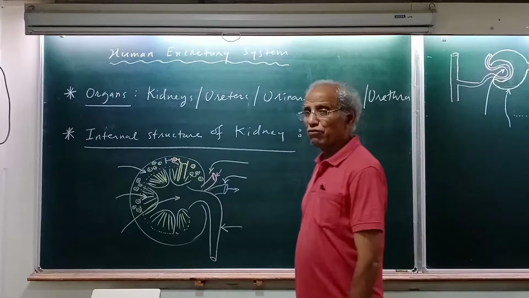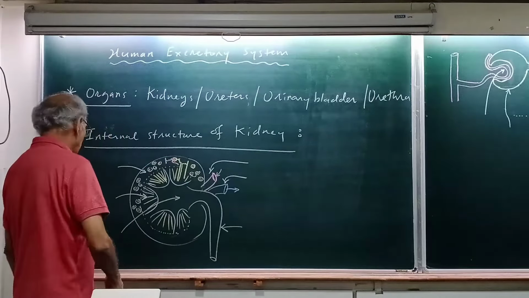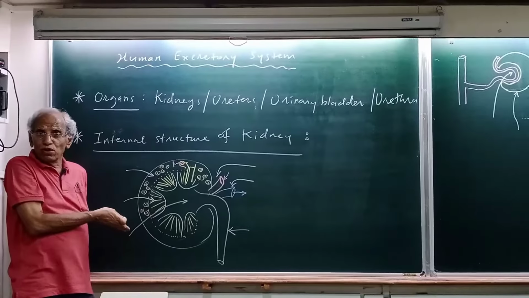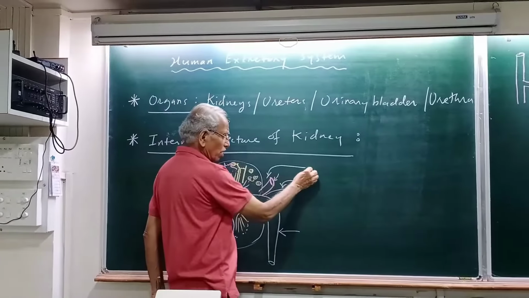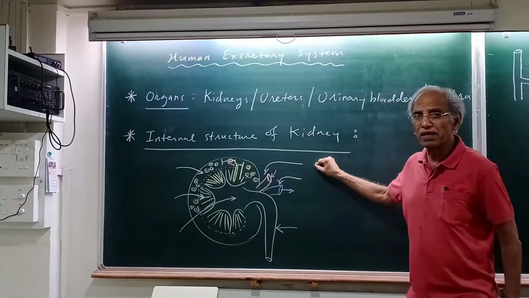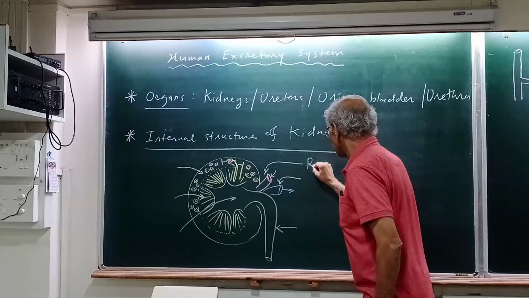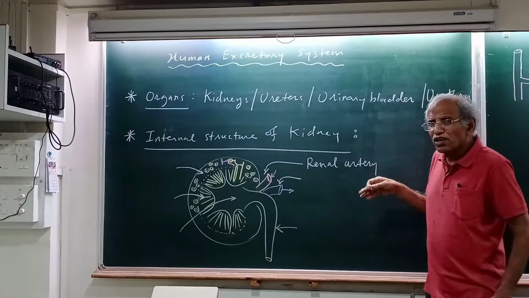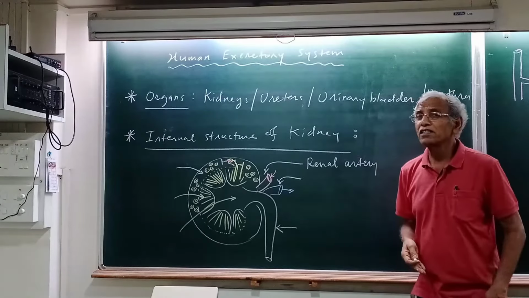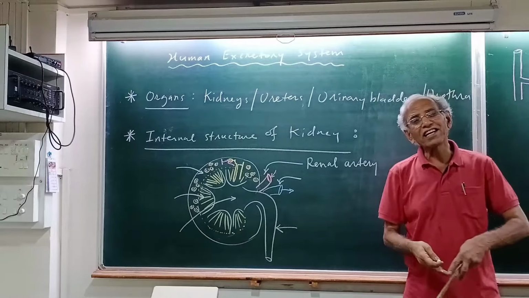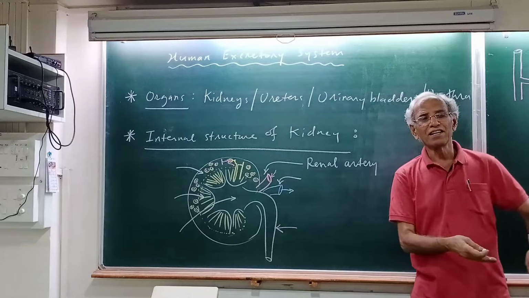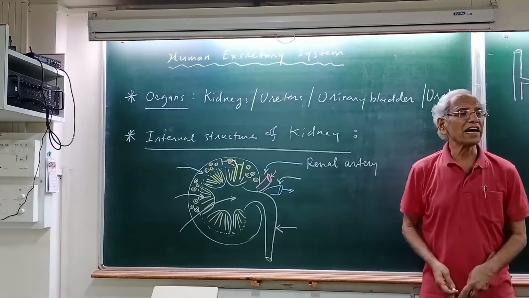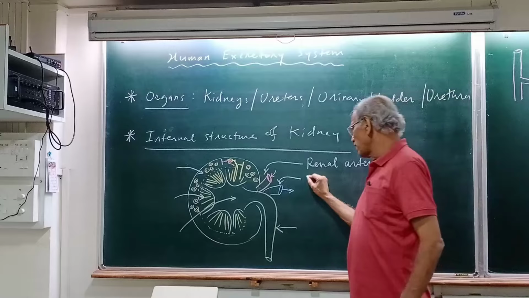Let's now revise the internal structure of the kidney by way of labeling this diagram. This is a longitudinal section of the kidney. Can you help me to label these parts? What do you expect me to write here? You are right. This is renal artery. See, the word renal. Anything related to kidney is renal. Anything related to heart is cardiac. Anything related to the liver is hepatic. Hepatic refers to liver. Renal refers to kidney. And cardiac refers to heart. So renal artery, and this is renal vein.